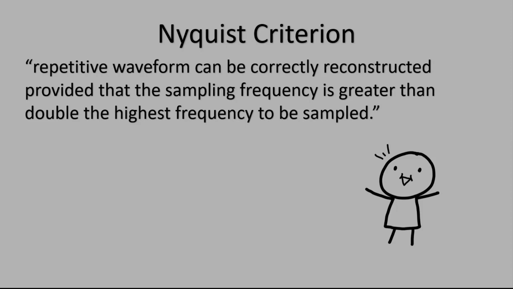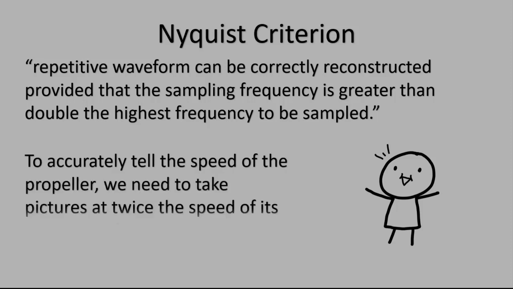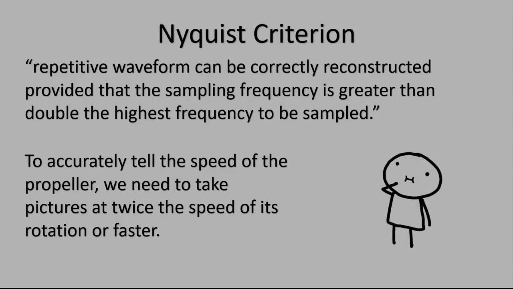What we've stumbled upon here is known as the Nyquist criterion, which states repetitive waveforms can be correctly reconstructed provided that the sampling frequency is greater than double the highest frequency to be sampled. Or more simply in our terms, to accurately tell the speed of the propeller, we need to take pictures at twice the speed of the rotation, or faster. But then we run into an interesting question. What if we don't do that?